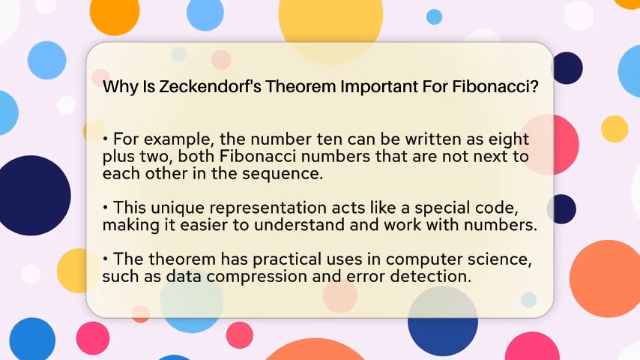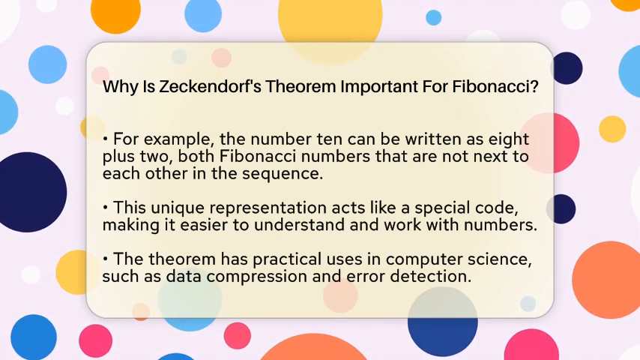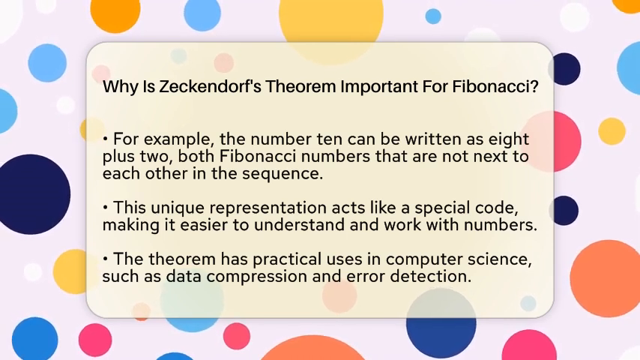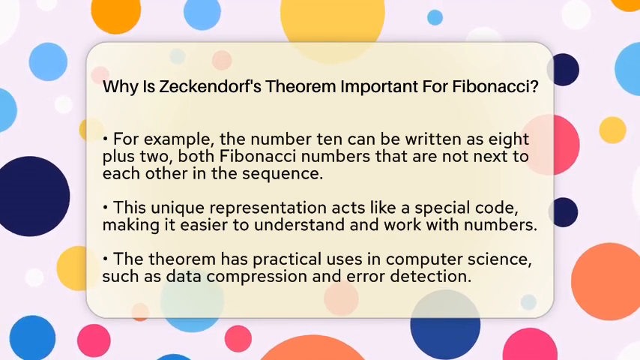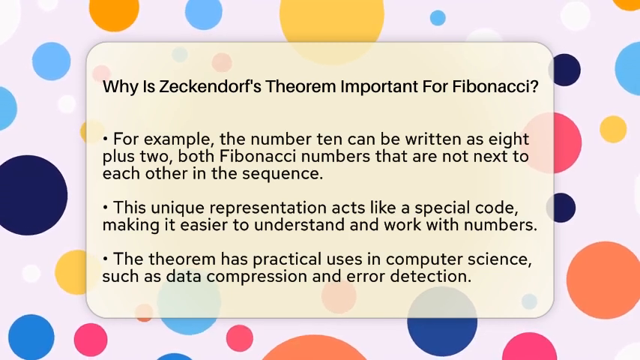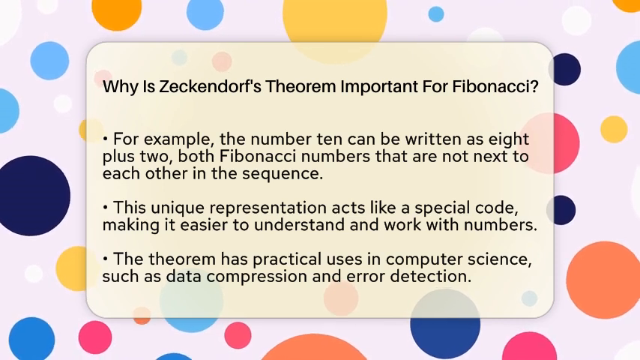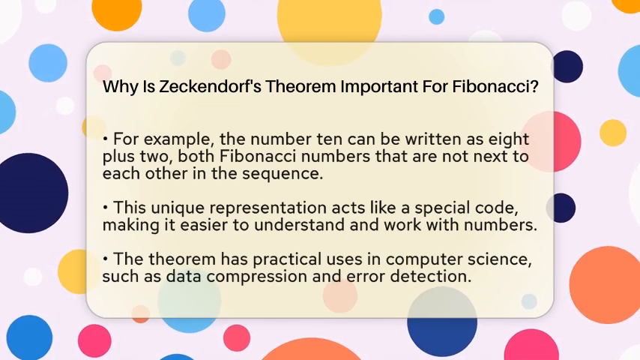Why does this matter? Well, it gives us a clear way to break down numbers into Fibonacci pieces. This is called a unique representation. It's like having a special code for every number that uses Fibonacci numbers. This idea is useful in computer science for data compression, where it helps store information more efficiently. It's also used in error detection, making sure data is correct when sent from one place to another.